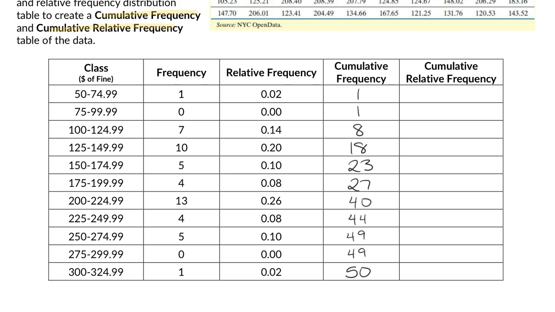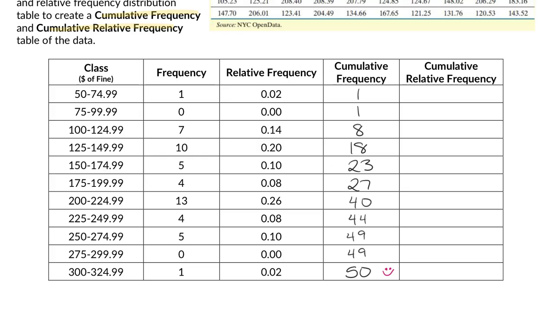And at the very end, what do you get? This is a good moment to do a quick check. How many fines were in my table? What was my random sample size? And when we add all of them up, what did we get? You should get 50. If you don't get the sample size when you're doing a cumulative frequency, you did something wrong.